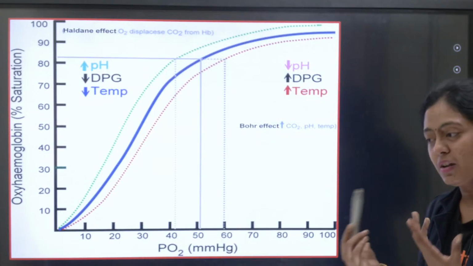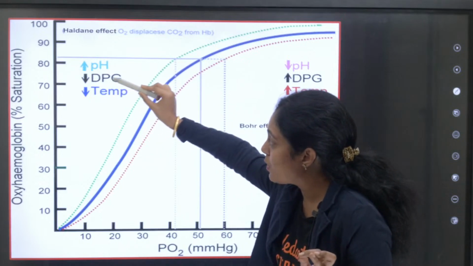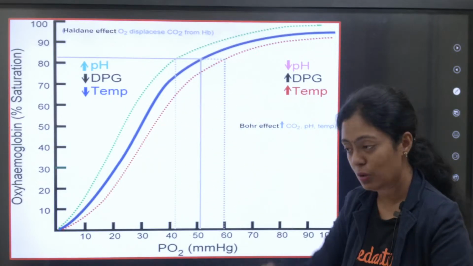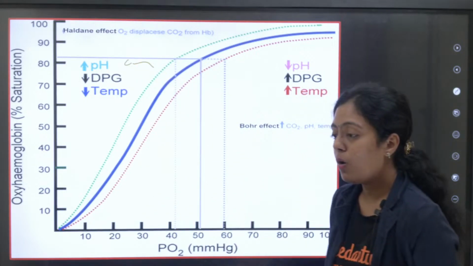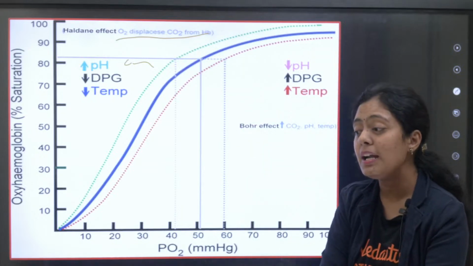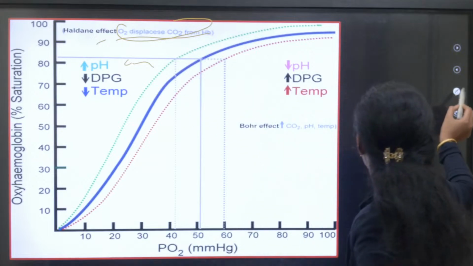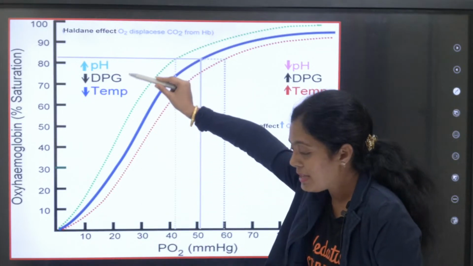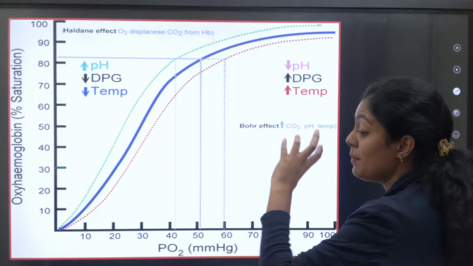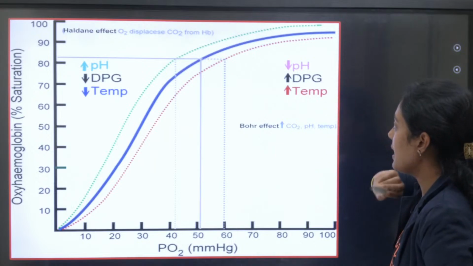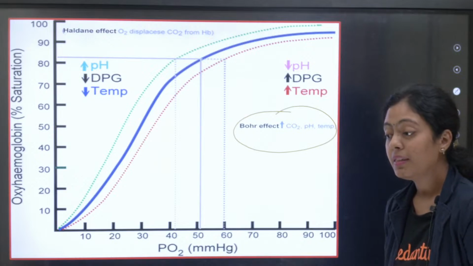This is very important. As you all asked, what is happening when the pH is high? When diphosphoglycerate is low and the temperature is low, the curve shifts towards this side. The oxygen displaces carbon dioxide from hemoglobin. This happens in your alveoli. High pH, low DPG, and low temperature. The curve is shifting that side. That is the Haldane effect. Low pH, high DPG, high temperature: there is more carbon dioxide. That is called the Bohr effect.